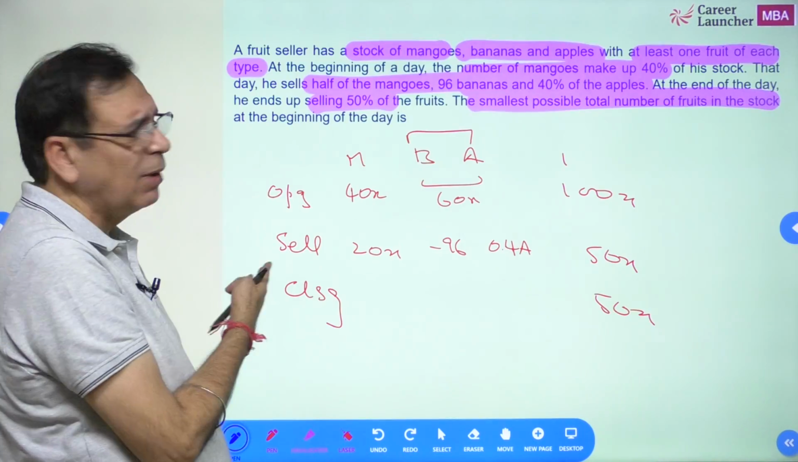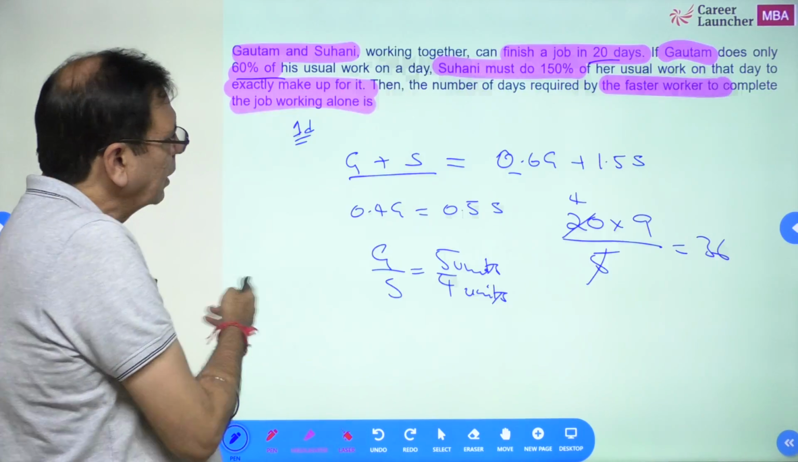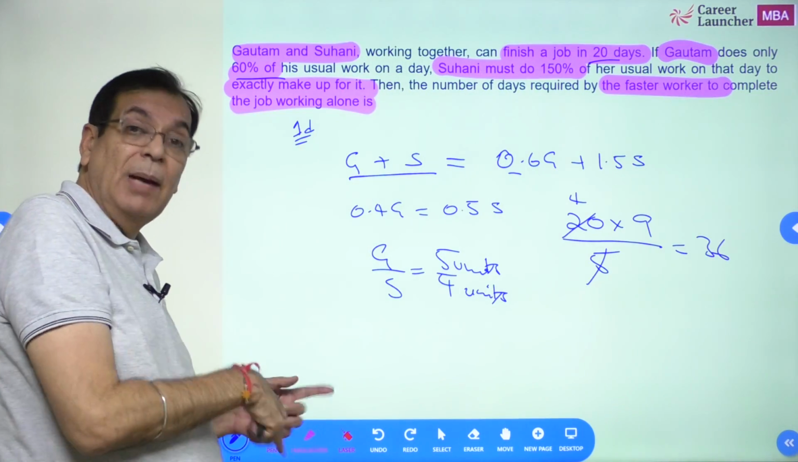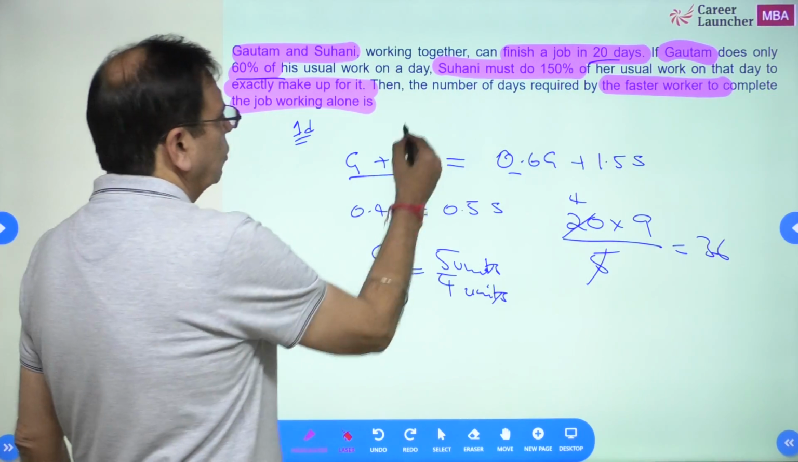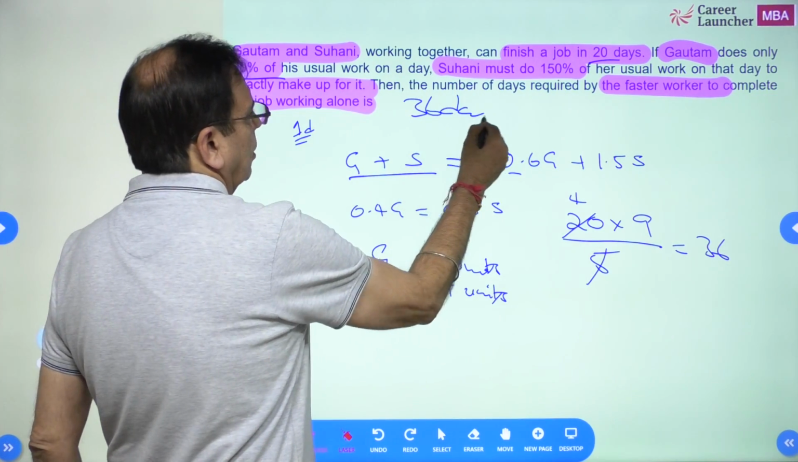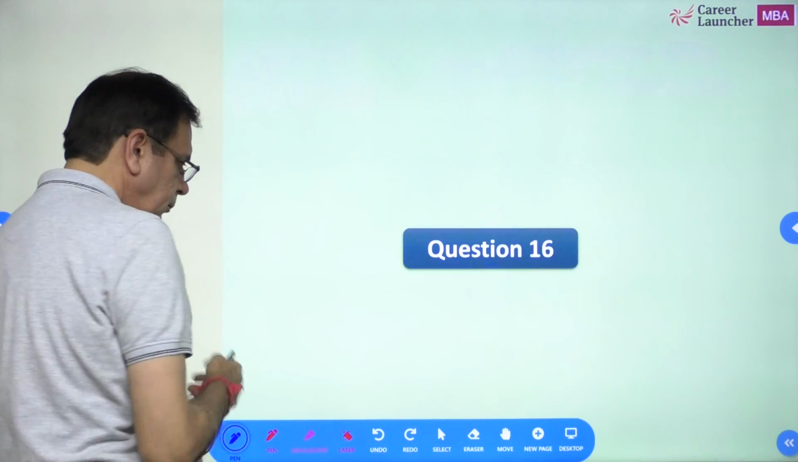मैं बेकार में ऐसे सवाल पे क्यों time बर्बाद करूंगा जब मेरे को ऐसे सवाल मिलते हैं, and I will find them only when I leave those stupid questions which was there earlier. So my answer to this question would be 36 days. Next question.